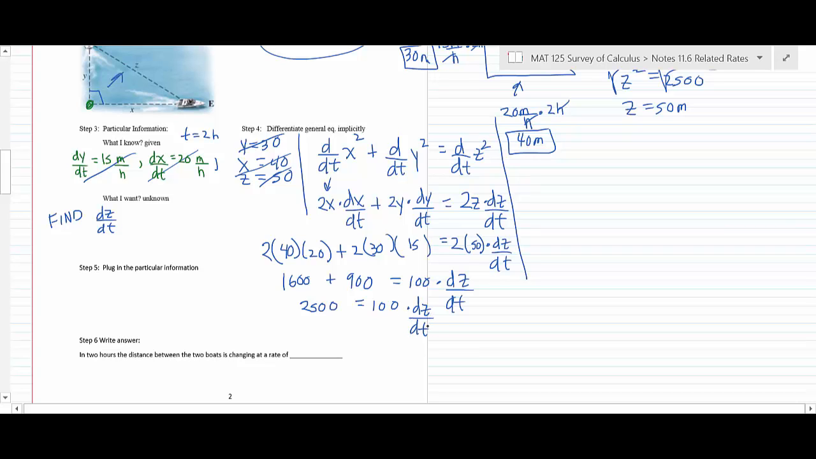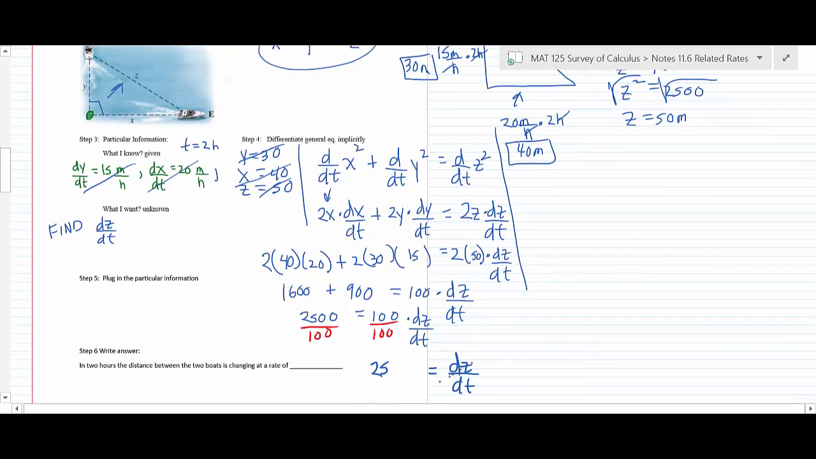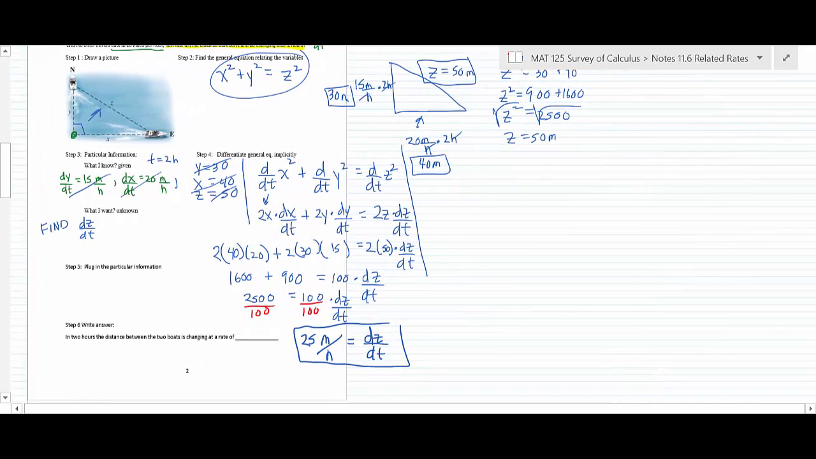And then what do you do? Divide by 100. Divide by 100, good. So if you do that, you'd get 25. So you'd end up getting dz over dt, the rate we're looking at, is 25. And this was miles per hour. Okay, that's the answer.